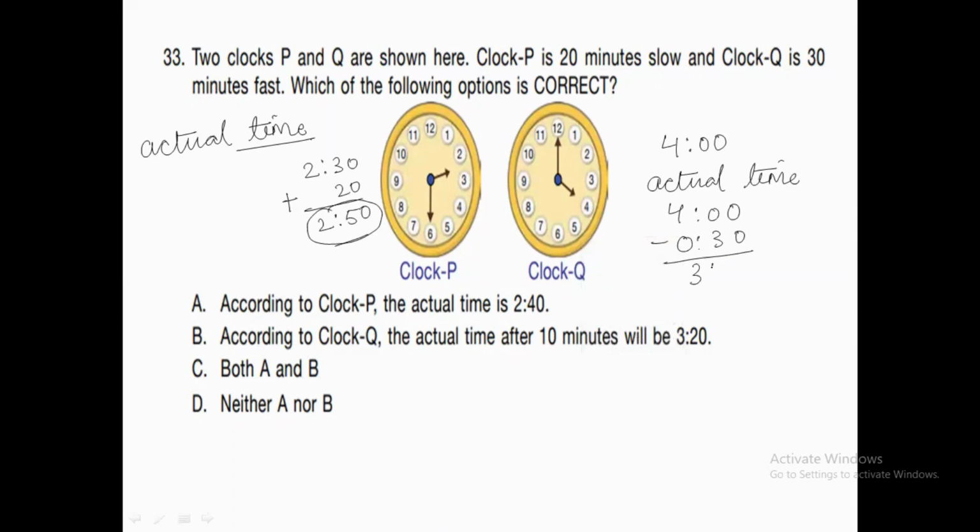Okay, we should get 3:30. Now according to clock P, the actual time is 2:40. No, the actual time should be 2:50. So this cannot be our correct answer.